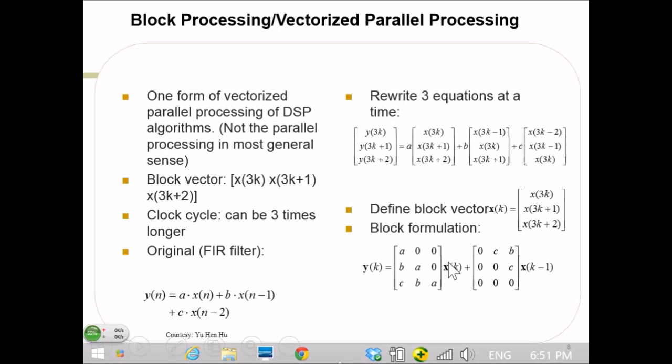So again, what I'm trying to get across with this example is that if you write in terms of a block matrix formulation, then you can use the matrix properties to simplify your computations. You have a much better formal framework.